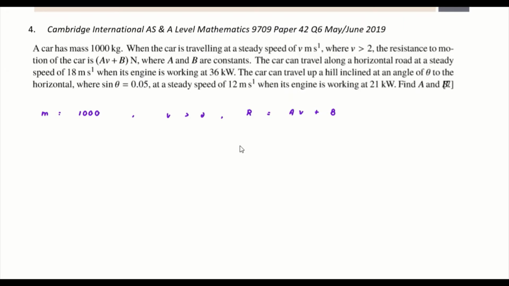So let's look at the first one first. The car can travel along a horizontal road at a steady speed of 18. So this is the car, then the speed is steady at 18. V steady, which means it's constant velocity in other words. The engine is working at 36 kilowatts, so the power is equal to 36,000.